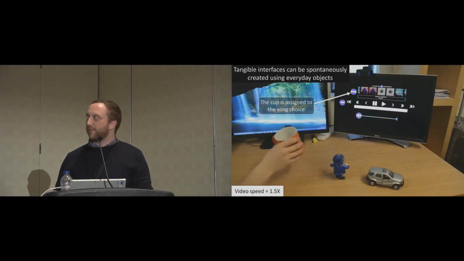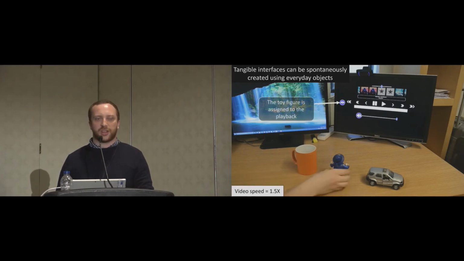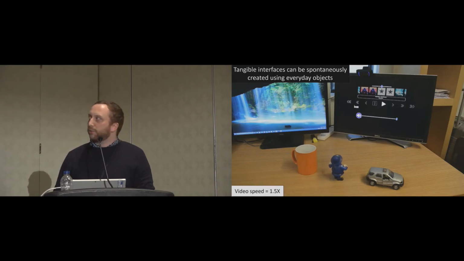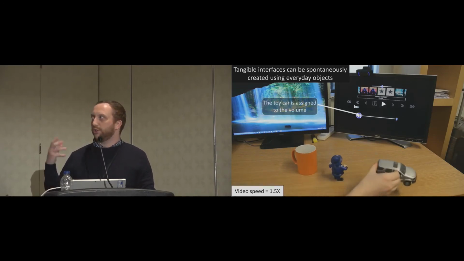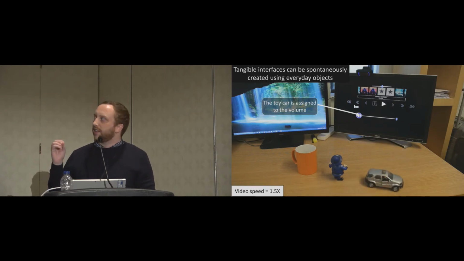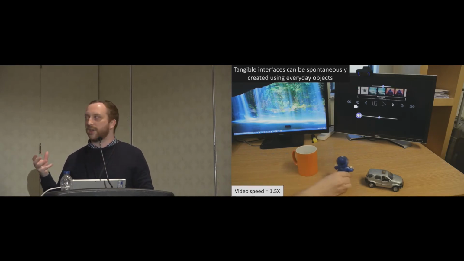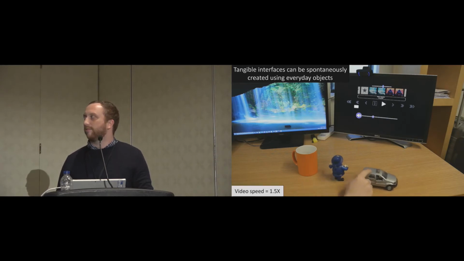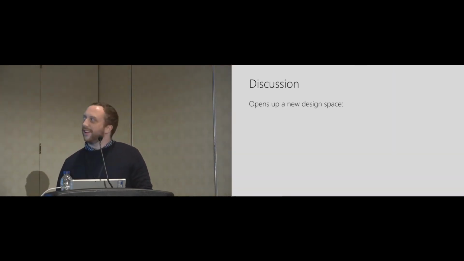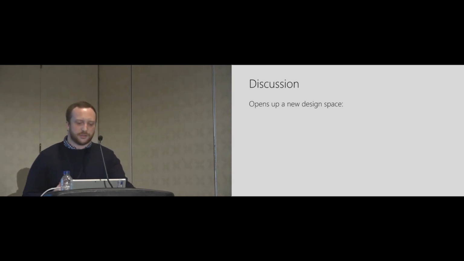So in this example, we have a radio player, where objects are assigned to different controls, such as changing the song, the playback, and the volume. Each object is in turn coupled to one of the controls, and this time a persistent binding is created, so that manipulation of the object results in manipulation of the interface itself. So this opens up a new design space.